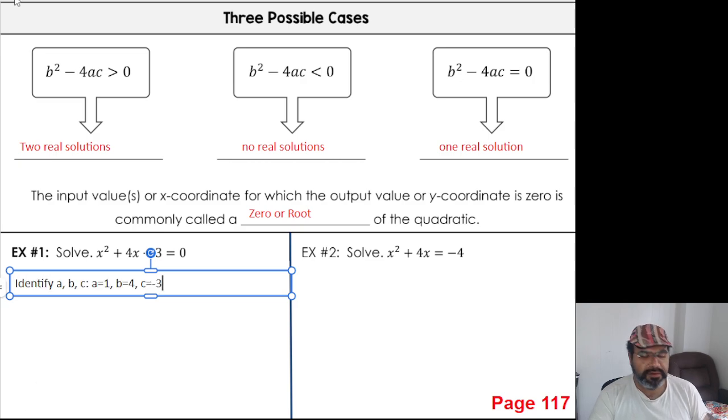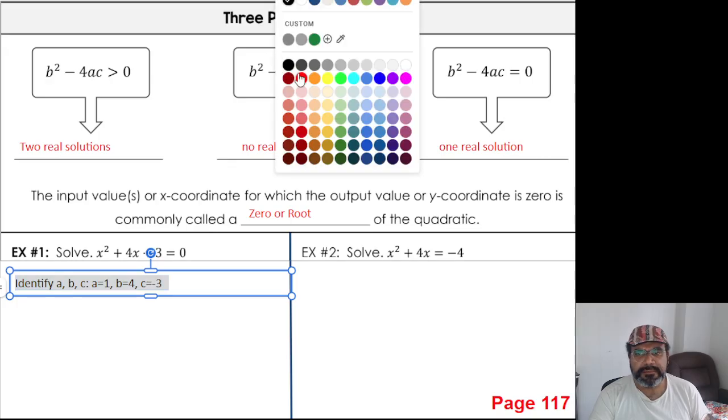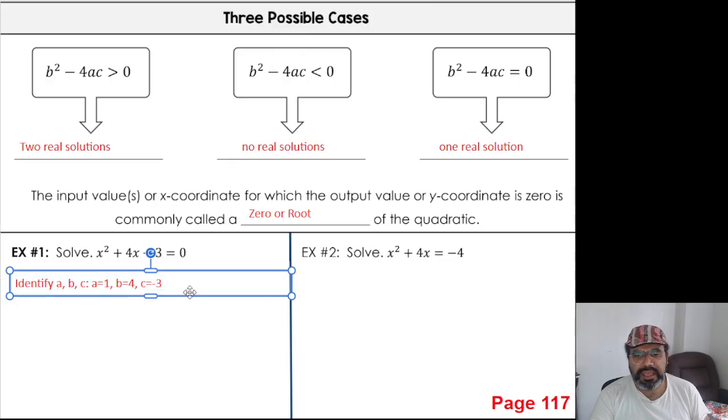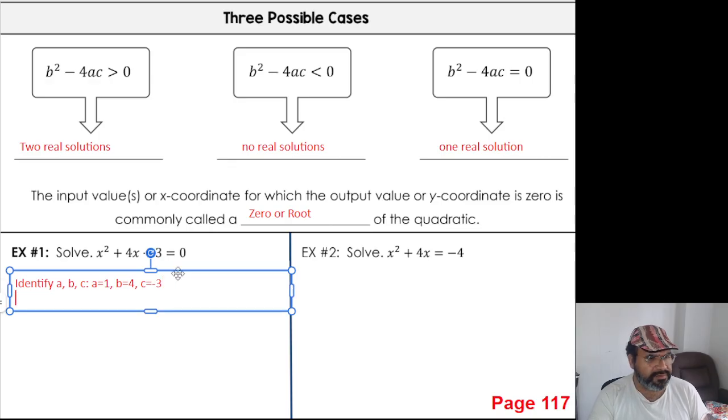That's the first thing you're gonna do. Identify A, B, and C, okay? In our case, A equals 1, B equals 4, and C equals -3. Step number 2, check. Can we factor? Do we have two numbers that multiply to -3 and add to 4? No. If I cannot factor, the only way to solve this is completing the square.